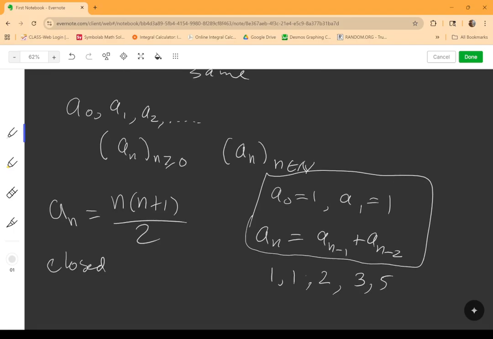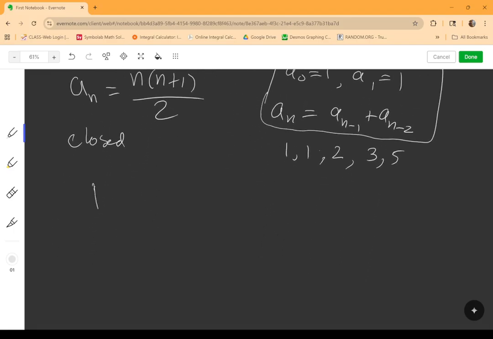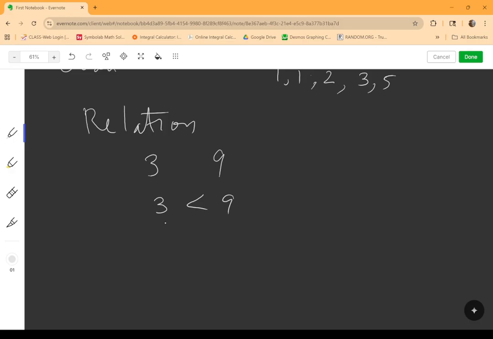Now, another structure is this idea of a relation. A relation is different than a function. For example, if I take the numbers 3 and 9, a relation is a way to relate these two numbers. We could say 3 is less than 9, or 9 is a multiple of 3, or 9 is 3 squared. So all of these are relations between 3 and 9, a way to relate both numbers. They are not equal in this sense.